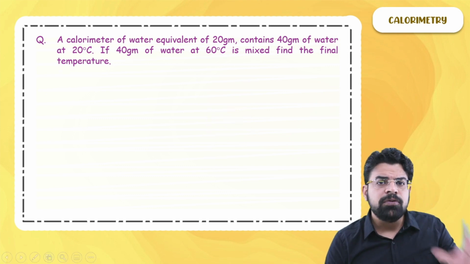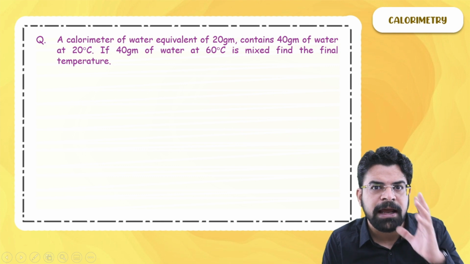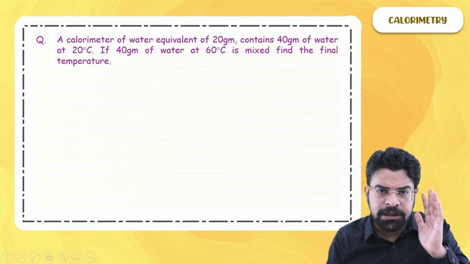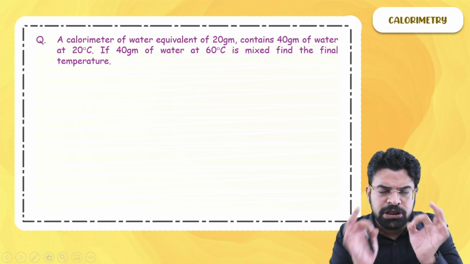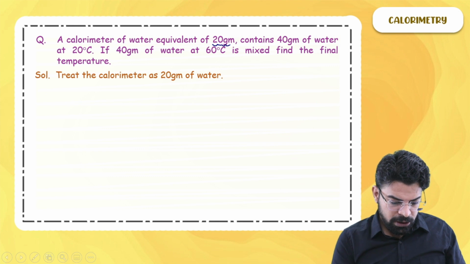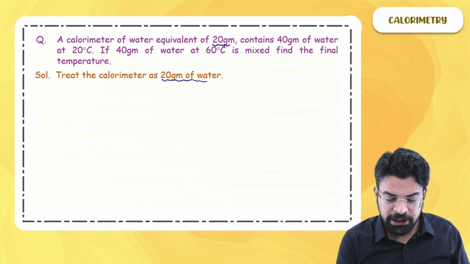Now, why do physicists define a quantity like water equivalent? So that you do not have to think about that body. In place of calorimeter, you should just visualize 20 gram of water. So, treat the calorimeter as 20 gram of water.